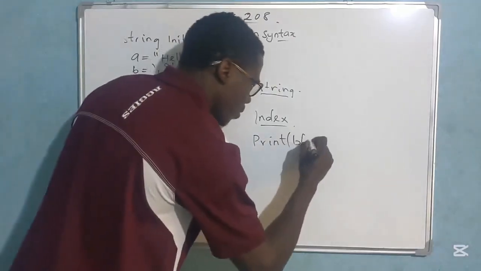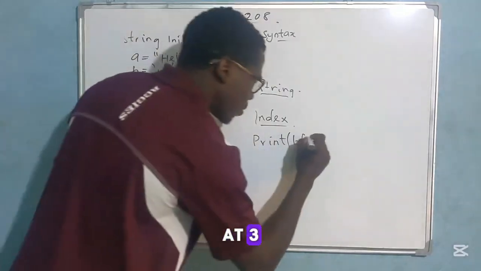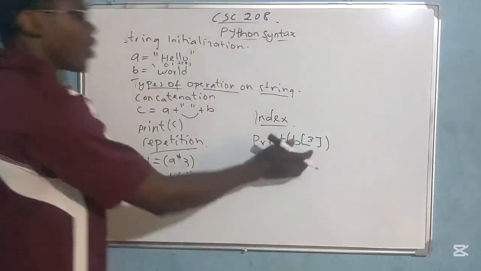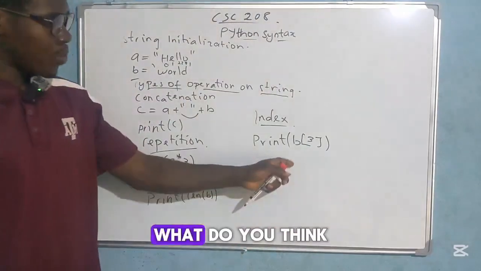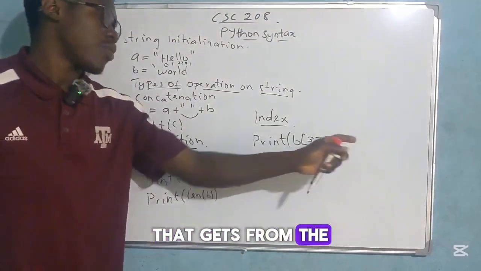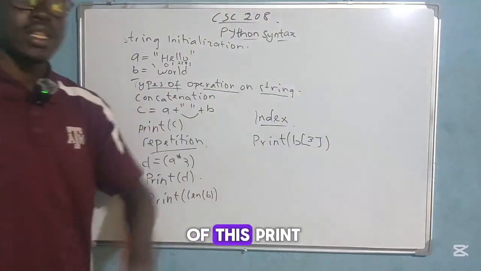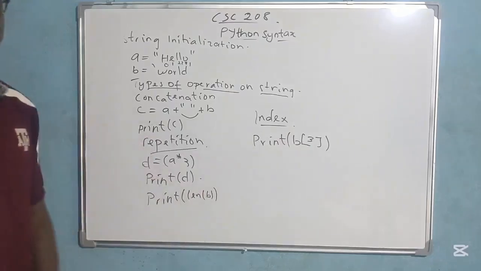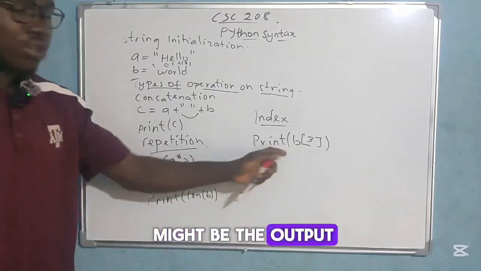B at 3, what do you think might be the character that gets printed out? What do you think might be the output of this print?